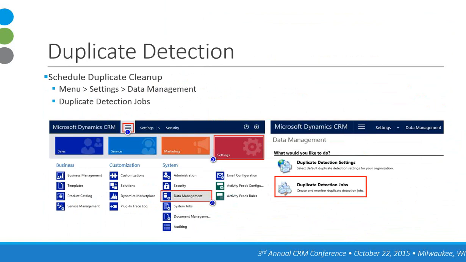We also recommend scheduling regular duplicate detection cleanup. So you can schedule a job to run regularly and email your report. This can be found in the same section in Menu, Settings, Data Management, and you'll have a Duplicate Detection Job section.